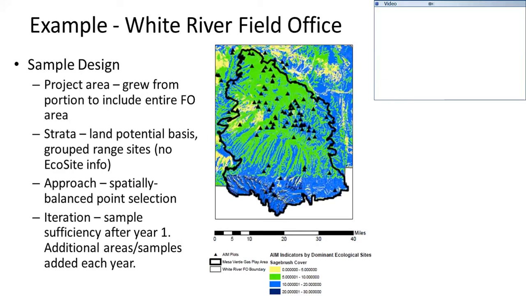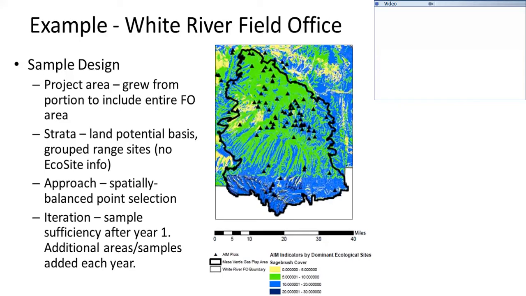Here's just a quick example of the whole process together for the sample design. This is Zoe's White River Field Office example. She introduced it really pretty well. We had initially a smaller Mesa Verde gas play area as our initial focus. We designed for that. We expanded that study area over the subsequent years to ultimately include the whole field office. This is just that first initial study area.